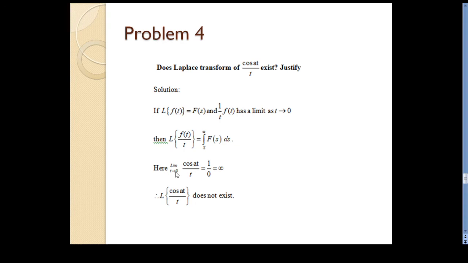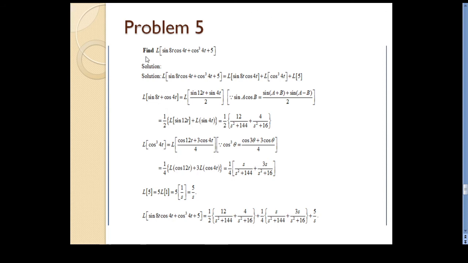That is, on applying the limit t tends to 0 in the formula, we get cos at divided by t equal to cos 0, which is 1, by 0, 1 by 0 equal to infinity. So as we get on substituting and applying limit t tends to 0, we are getting infinity. The limit does not exist. So L of cos at by t does not exist.